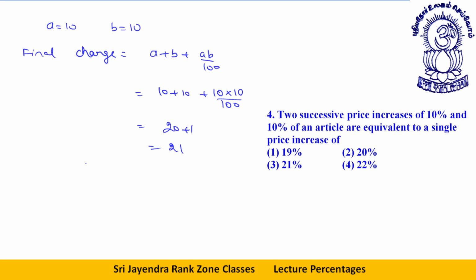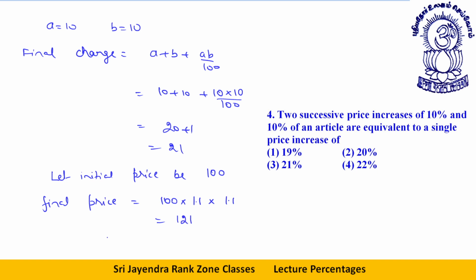This is one way of doing it. The other method is: let the initial price be 100. What will be the final price? Both the times there is an increase of 10%, so you will multiply it by 1.1 both times. It becomes 121. So what is the final change? 121 minus 100, that will give you 21.